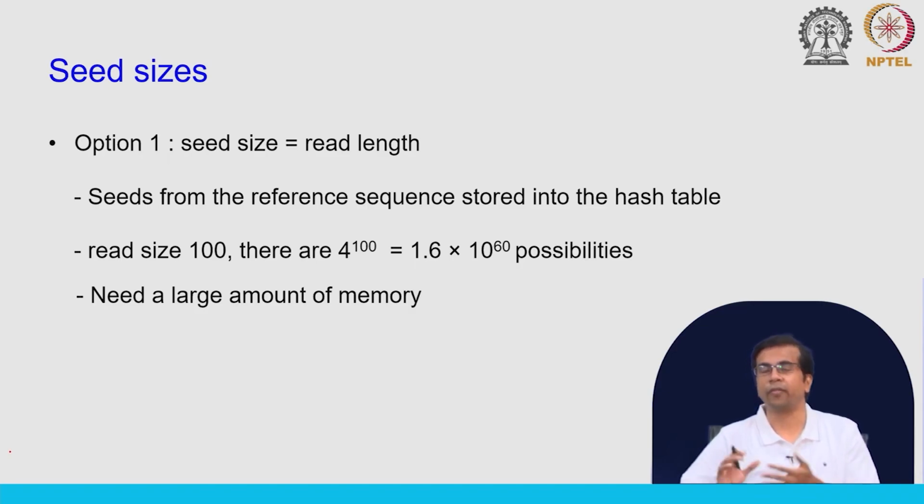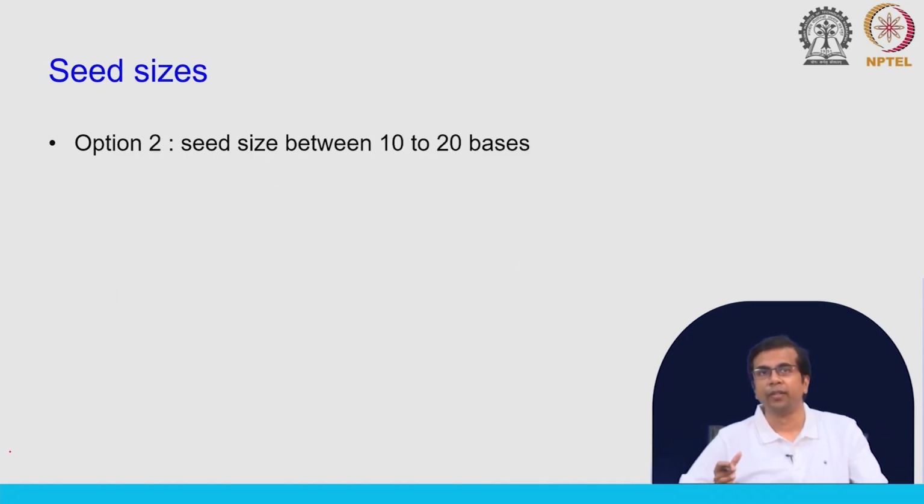If you want to store this in memory in the hash table, you will need a huge amount of memory. This is one of the biggest challenges. You probably will not be able to implement this on a desktop computer or even a normal server. Probably you will need a cluster of servers or maybe a supercomputer. So that option is not feasible. What is the feasible option?